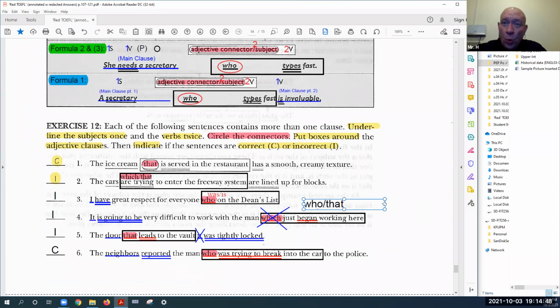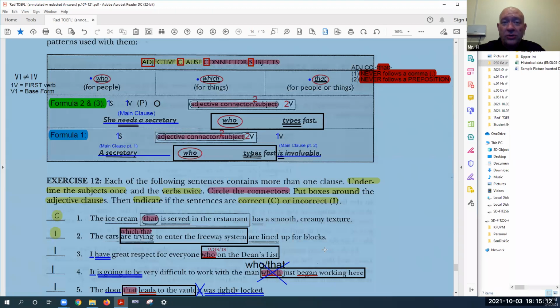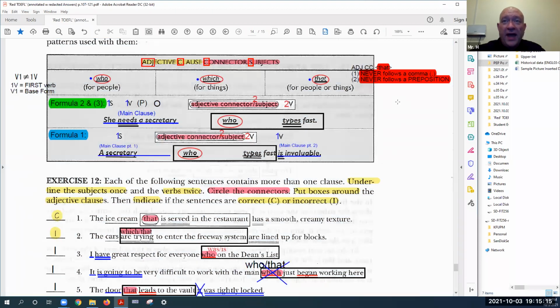But one thing you should remember, something I mentioned before, is the rule about that. What is the rule you should remember? That doesn't follow a preposition or come with a comma. Yeah. So never, never, never put that after a comma. Also, never, never, never put that after a preposition, okay?